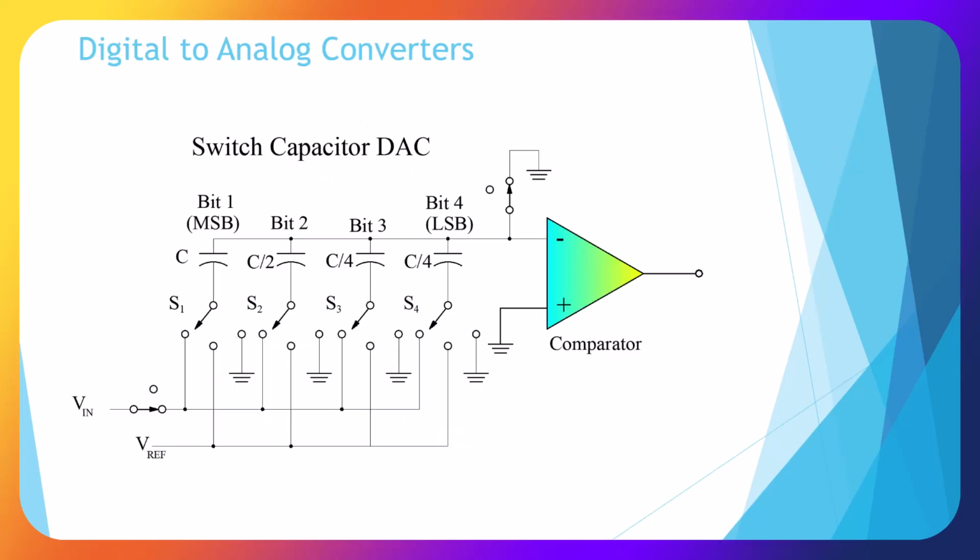Here's a newer type of digital to analog converter. This is a switched capacitor DAC. And this one's also used inside of analog to digital converters. And what we do is have capacitors which add up to 2, and we have the switches here which are locking in the voltages and going through a comparator.